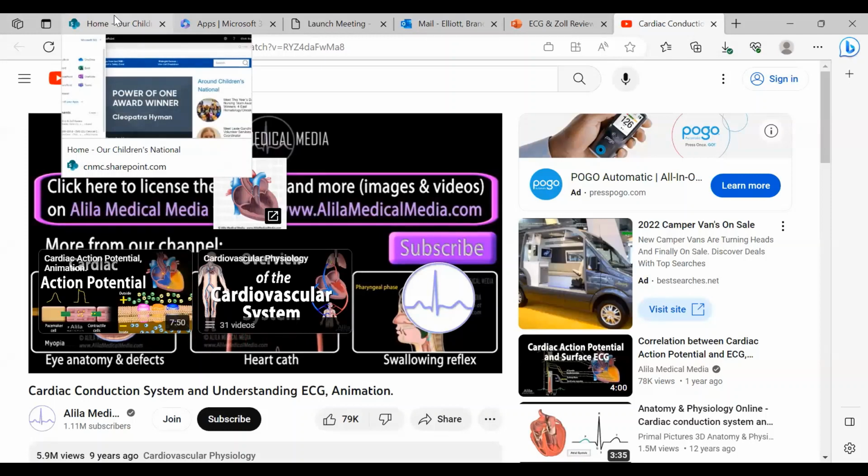So that was a good review for us for what is being produced on the printout, the EKG.